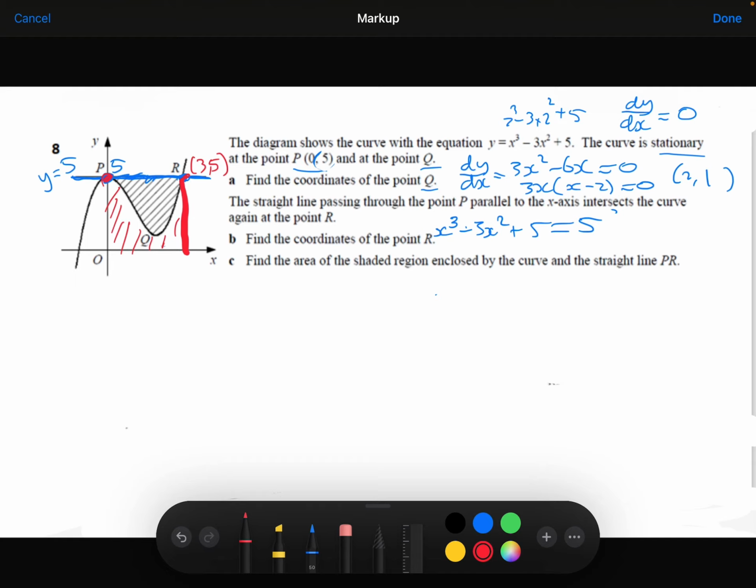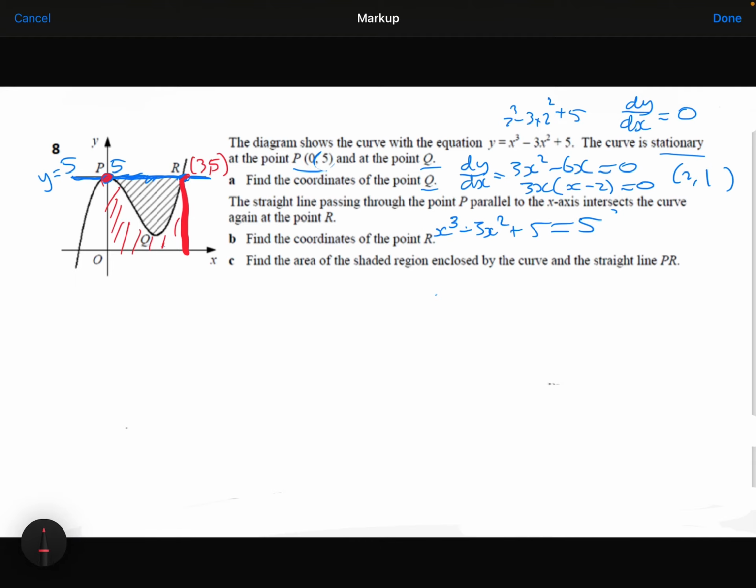So if I do the calculation, the integral between 0 and 3, because the x coordinate here is 0, the x coordinate here is 3. So if I integrate the curve between 0 and 3, it will tell me the area between the curve and the x-axis, between those two x limits. So that will give me a quarter x to the power 4 minus x cubed plus 5x.